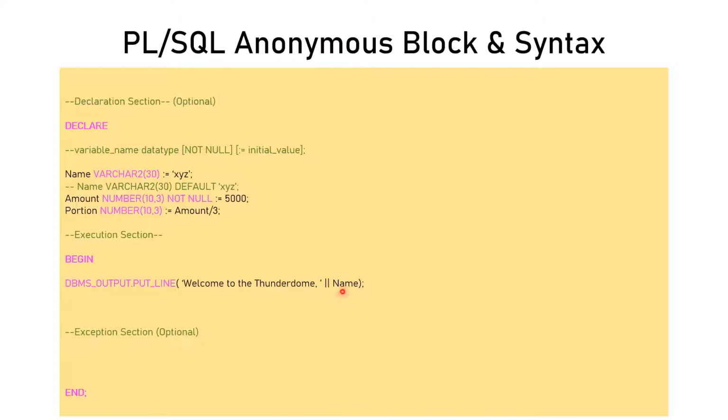Okay, and as we can understand, this double bar operator is used to concatenate, to separate objects to print, right? Next, we will be printing another line which says your portion of the salary is, followed by the portion variable. Remember that this portion variable is basically amount divided by 3, right? So this will simply print 5,000 divided by 3, whatever value that is. Finally, we have our exception section.